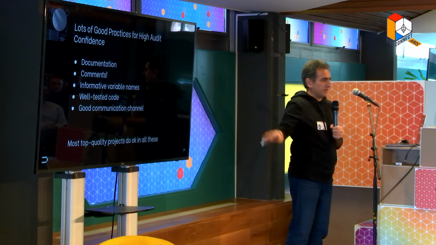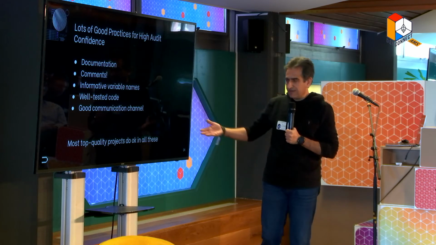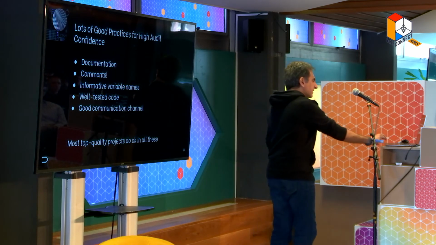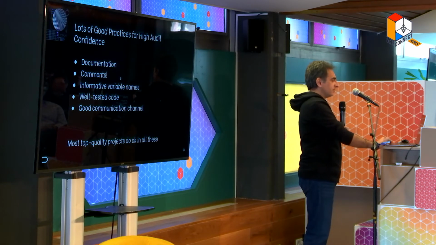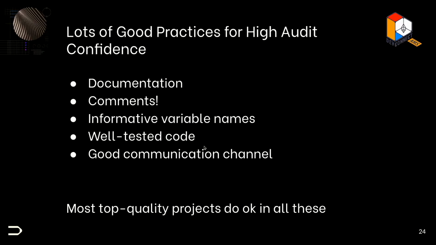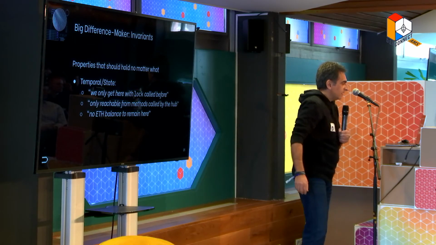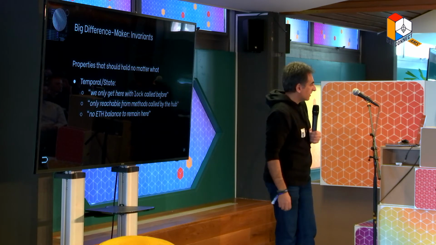Well, the standard things that everyone, I think, will tell you, and that most good projects respect, is you need to have documentation, comments, good variable names, well-tested code, and a great communication channel with auditors. I think we're not going to go into that. Everyone will tell you this. Excellent practices. We tell people that. Here's what I am going to insist on.